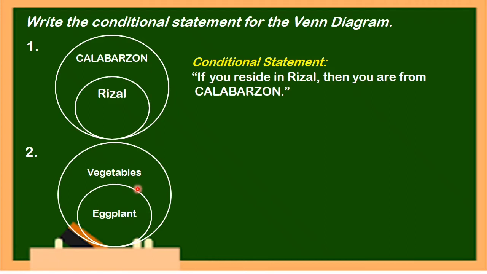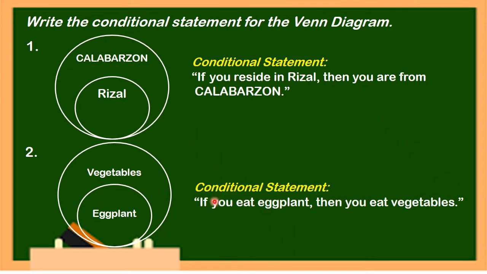Okay, let's have another one. A diagram which shows eggplant inside the smaller one, and the bigger part is the vegetables. So, how can we write a conditional statement here? Or what conditional statement can we write in this diagram? So, we can have, if you eat eggplant, then you eat vegetables. So, showing that one of the vegetables is an eggplant, wherein if you eat eggplant, then you eat vegetables.